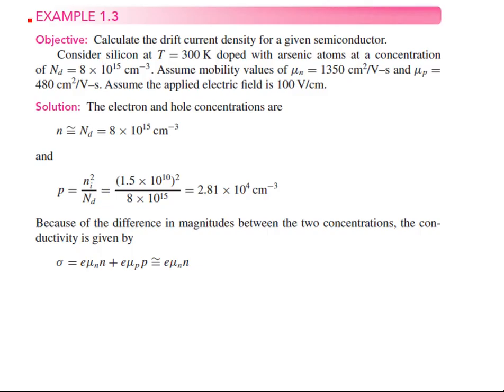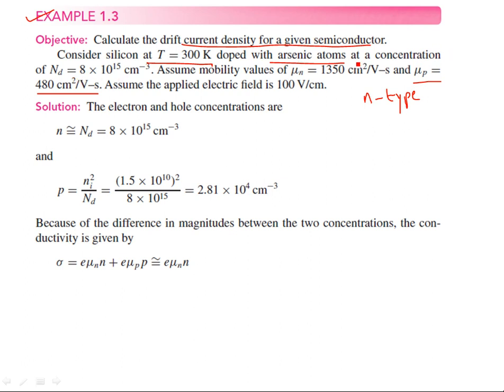Now, this example gives you an idea how to calculate the drift current density for a given semiconductor. As an example, consider a piece of silicon at room temperature, 300 kelvins, doped with arsenic, so we have a donor impurity. Arsenic means that it's an N-type material, so the majority carriers are electrons. So we don't even need to consider the mobility or the conduction due to the positive charge carriers, because they are in the minority.